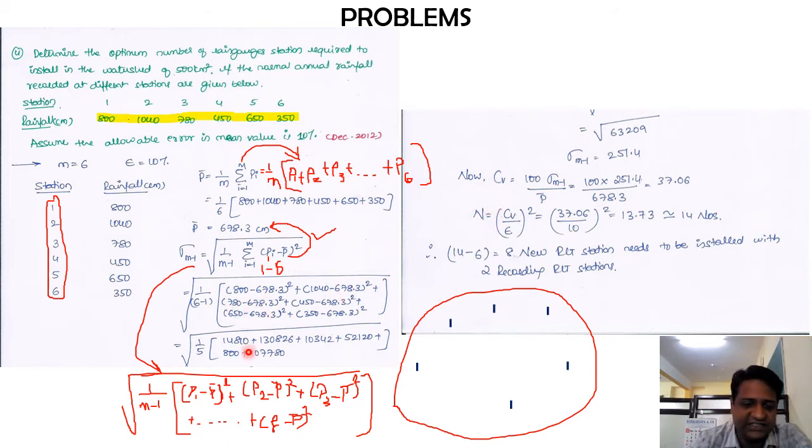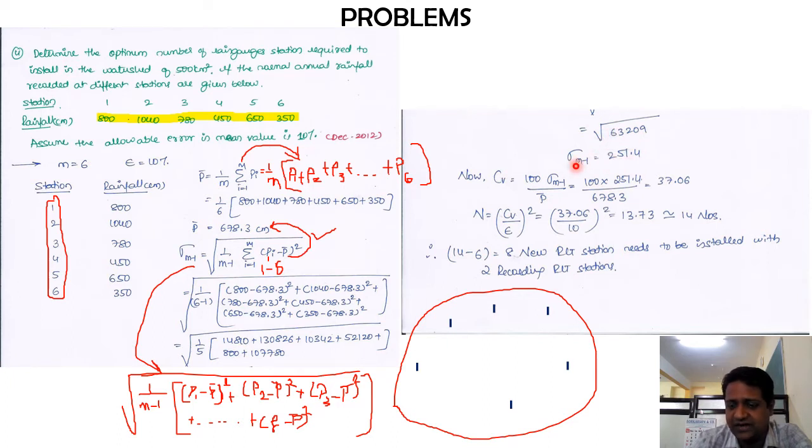Going ahead, 800 minus 678.3 the whole square will come up to 14,810. Similarly for the next bracket we'll get 1,30,826. Next we have 10,342. Next we have 52,120. Next we have 800, and next we have 1,07,780. If you do this calculation, ultimately it will come up to 63,209. Square root of that is 251.4.